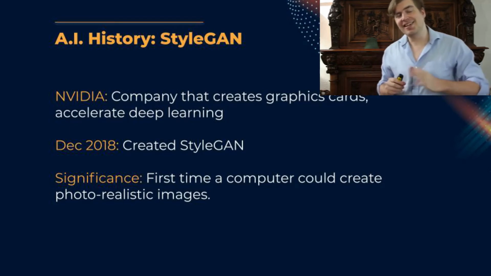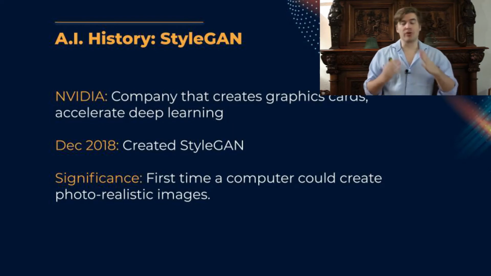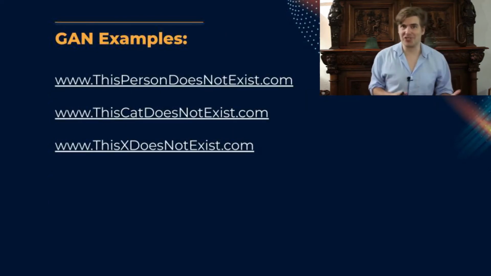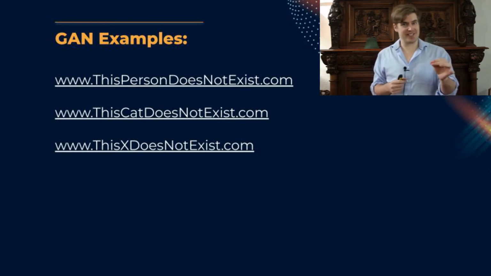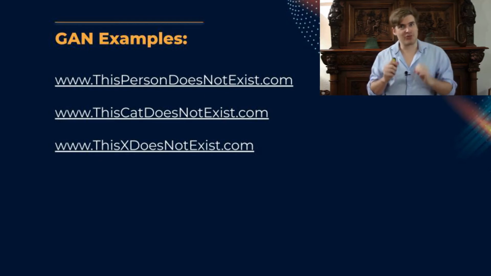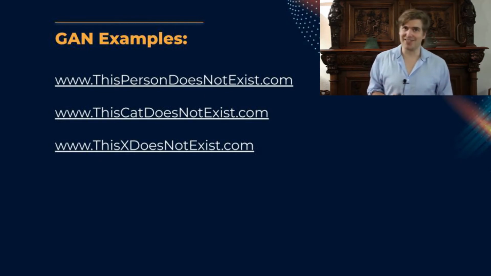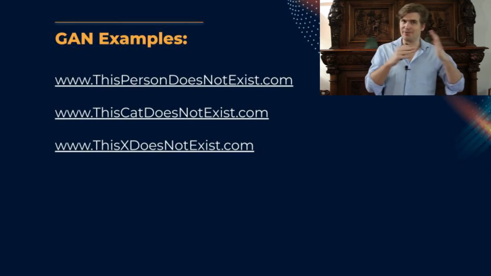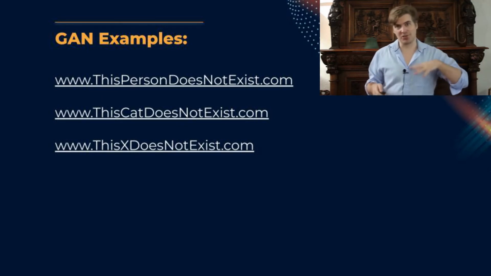So if you'd like to see an example of how a GAN, or generative adversarial network, works, you can go to This Person Does Not Exist, and every time you visit that page, it will generate an image of a new person's face from scratch. You can also do This Cat Does Not Exist. It does the same for cats. And This X Does Not Exist. It does it for a variety of other things, including websites.